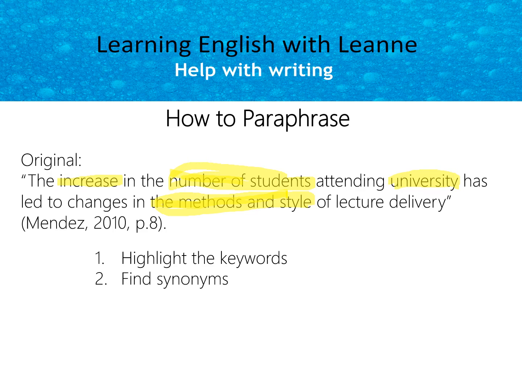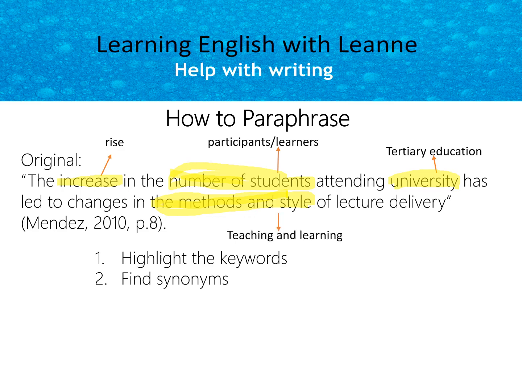So I'm going to find synonyms. So another word for increase, I can say a rise. Number of students, or we could say participants or learners. Another word for university is tertiary education or tertiary studies. And the methods and style, teaching and learning is what this is talking about.